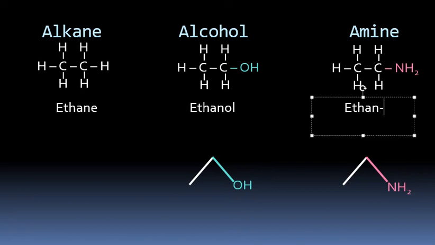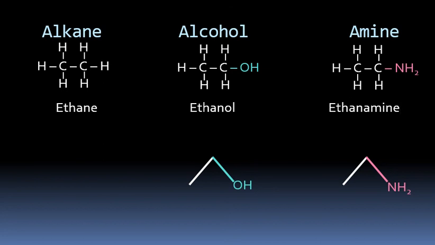Now, for the amine substituted version, we are still going to have a molecule of 2 carbons. Therefore, the root word will still be ethane, but since the functional group is an amine, it'll be ethanamine.